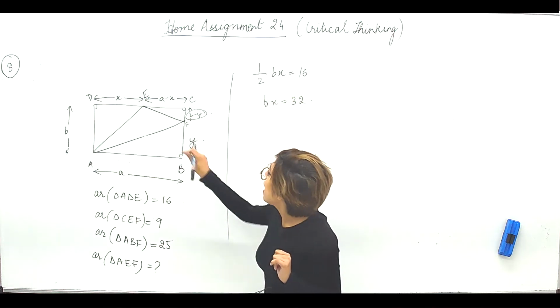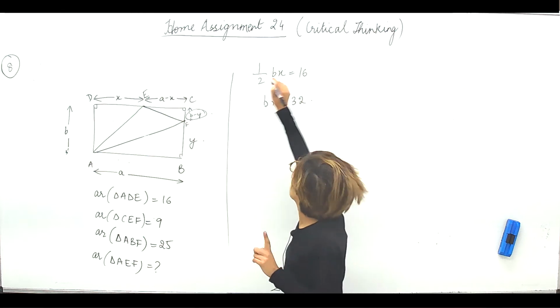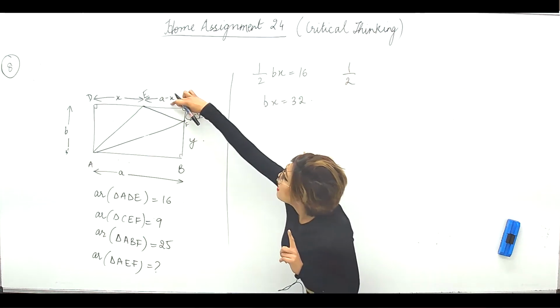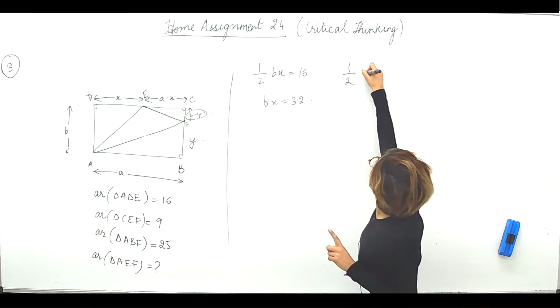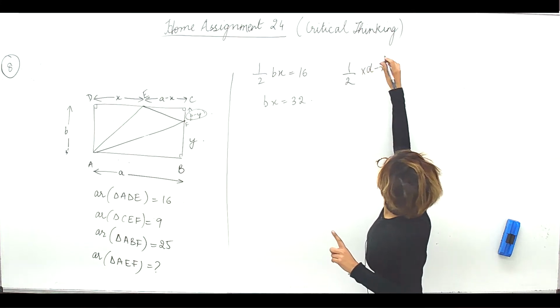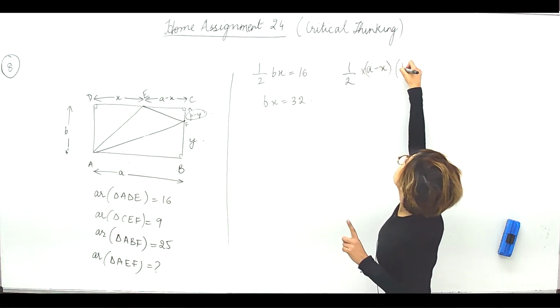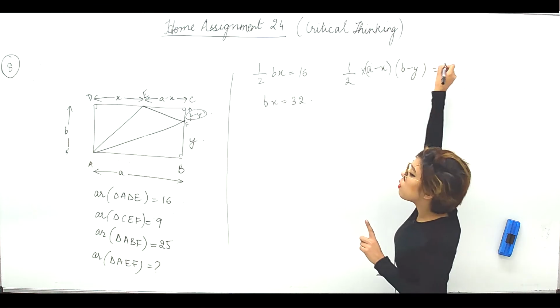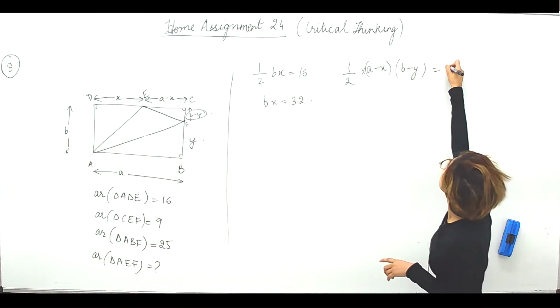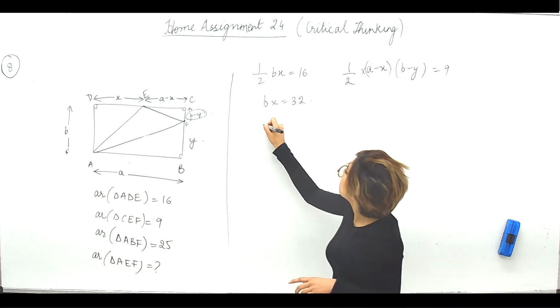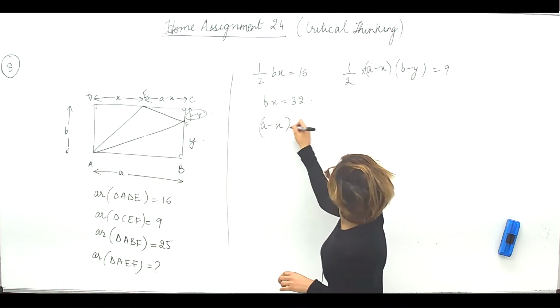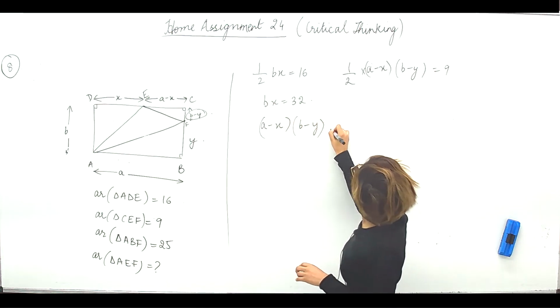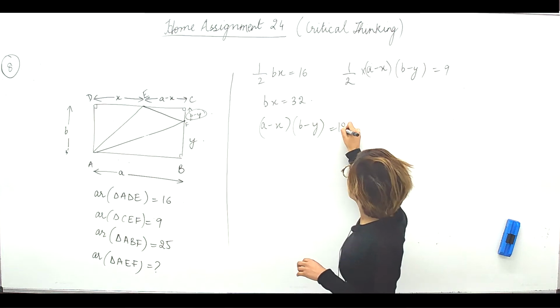Similarly, I know the area of this triangle. So that is half A minus X into B minus Y. This is equal to 9. So I can say this is nothing but A minus X into B minus Y equal to 2 into 9, which is 18.